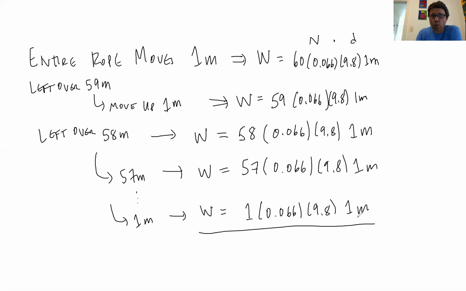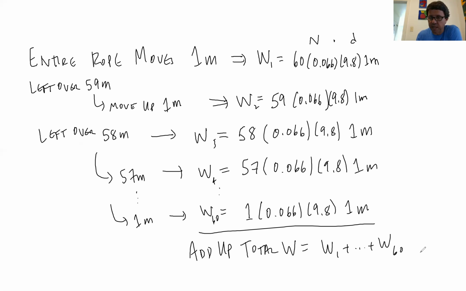And that's like work on the first meter, second meter, third meter. So we can call this like work 1, work 2, work 3, 4, all the way down to work 60. Hang on. And then I add them up. I add them up. And so the total work will be work 1 plus through work 60. And again, this will be an approximation to the actual answer.